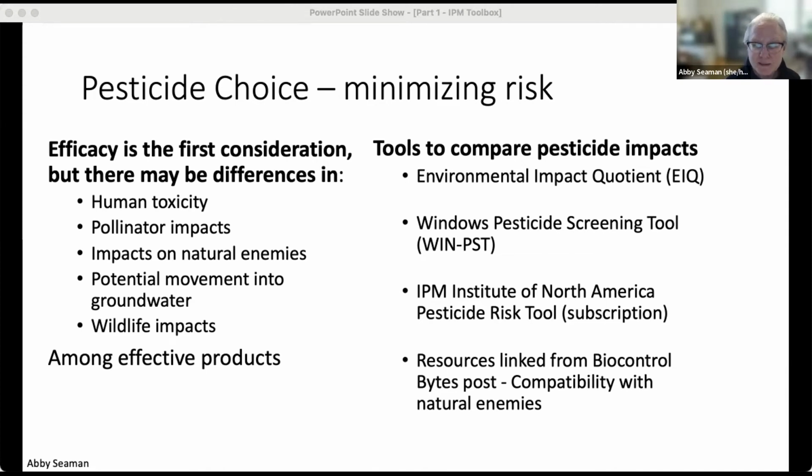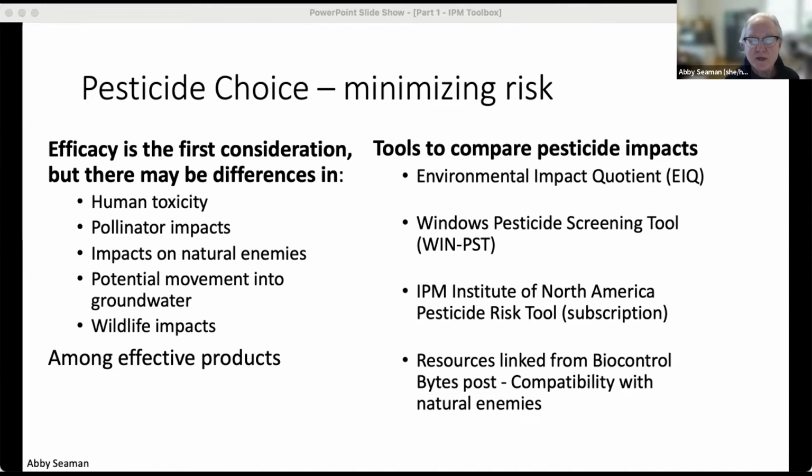The IPM Institute of North America has a pesticide risk tool that right now is available through a subscription, and it's similar to the environmental impact quotient in that it takes pesticide impacts on different potential targets, human impacts, beneficial impacts, risk of leaching into the groundwater, all those usual things that we're thinking about when we're trying to minimize the impact of our pesticides.